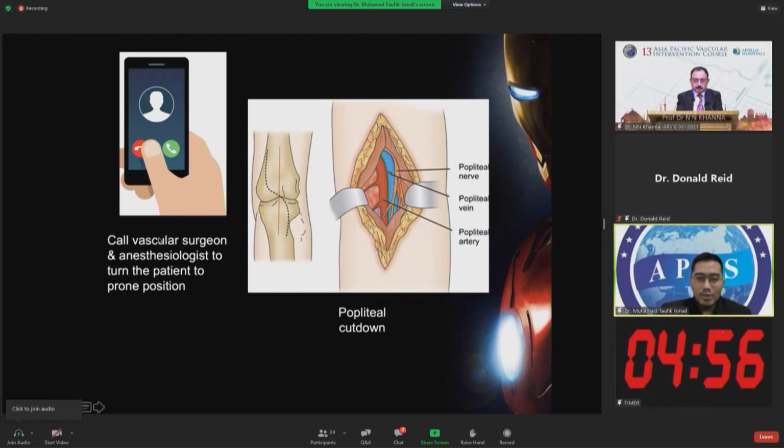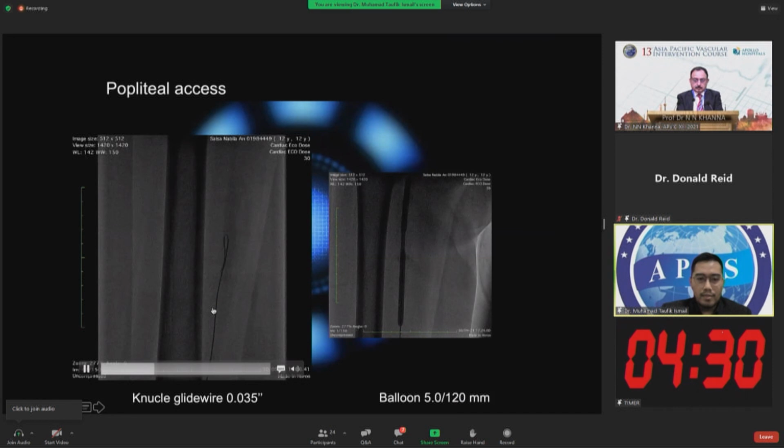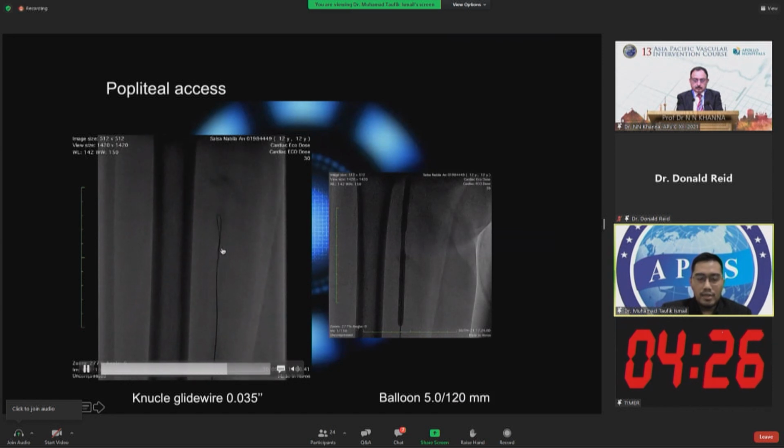Then the vascular surgeon made a popliteal cutdown here. We also called the anesthesiologist to turn the patient to the prone position to make vascular access from the popliteal cutdown. After the patient was accessed from the popliteal, we inserted the glide wire and mechanical device, and we crossed the lesion through the true lumen easily.